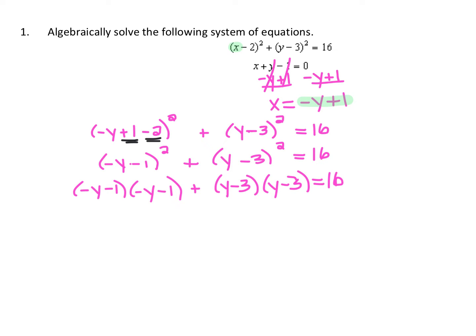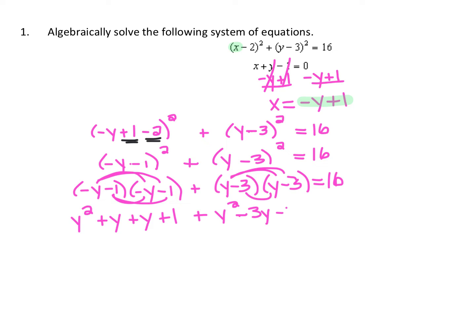All right, and let's distribute. Negative y times negative y would be positive y squared. Negative y times negative 1 is positive y. Negative 1 times negative y is another positive y. And negative 1 times negative 1 is positive 1. Then I'm going to bring this plus sign down and keep distributing. y times y is y squared. y times negative 3 is negative 3y. Negative 3 times y is negative 3y. And negative 3 times negative 3 is positive 9. All right, and we're going to bring down the equals 16.